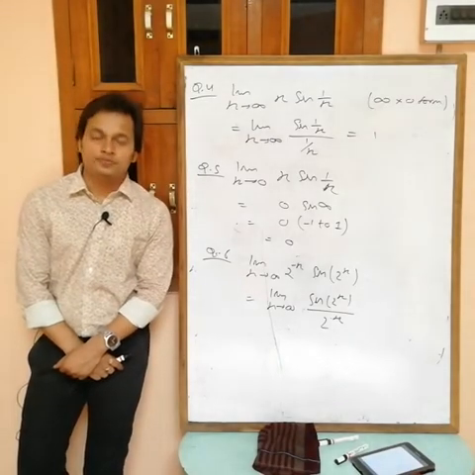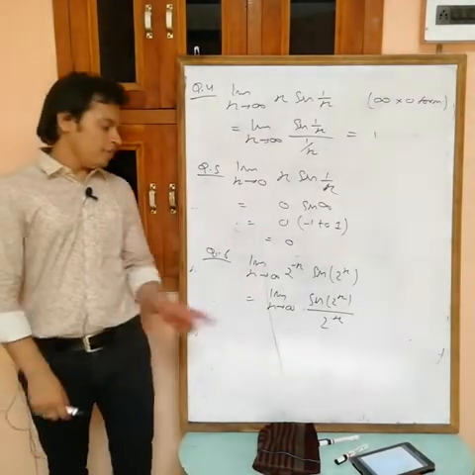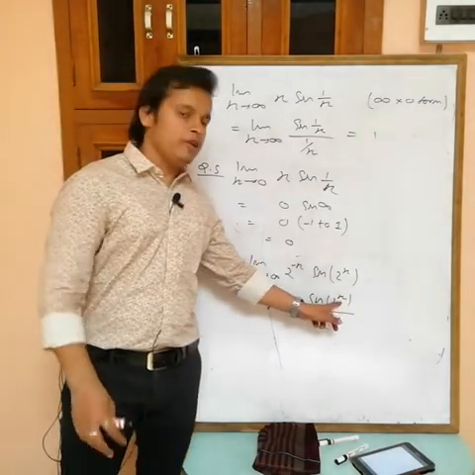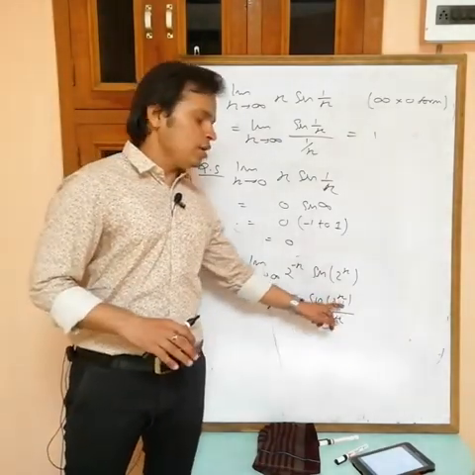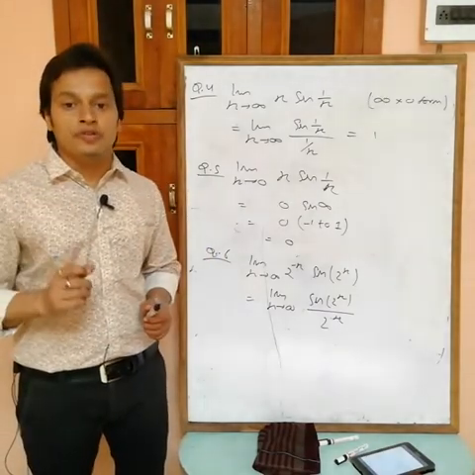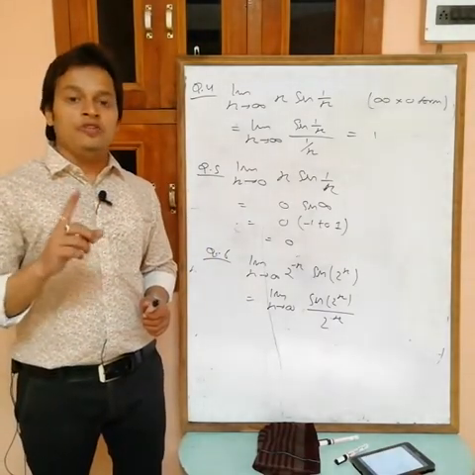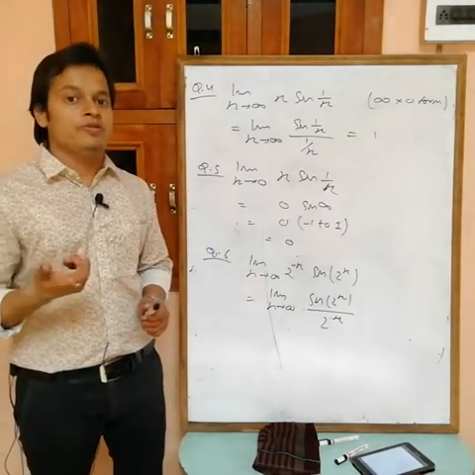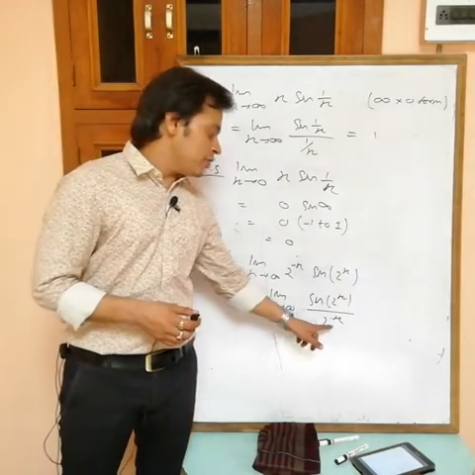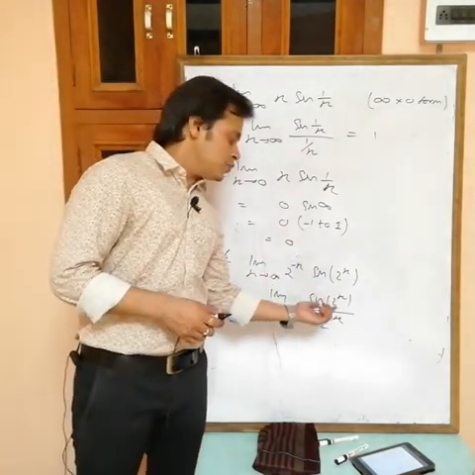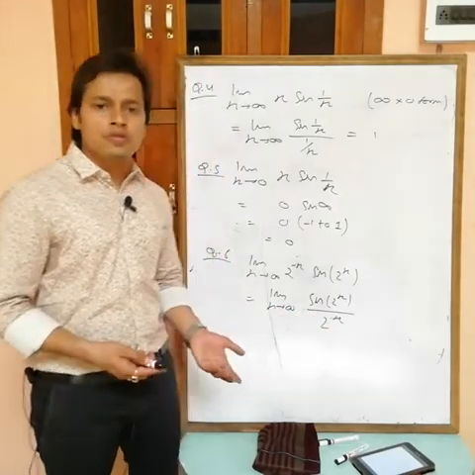Answer is 0. Now see, if you put x equals to infinity, what you are getting? 2 power x, 2 power infinity is infinity. Sine infinity. Now you can't say that sine infinity is equals to infinity. Sine infinity can take any value from -1 to +1, but this can't be equals to infinity. And here 2 power infinity is infinity. So any value between -1 to +1 by infinity is always equal to 0.